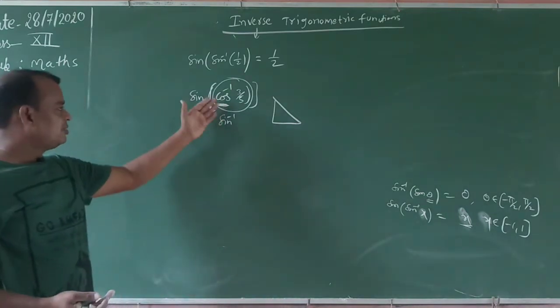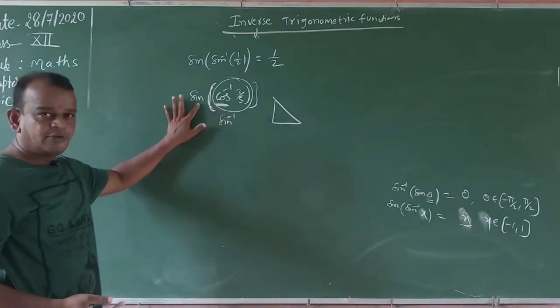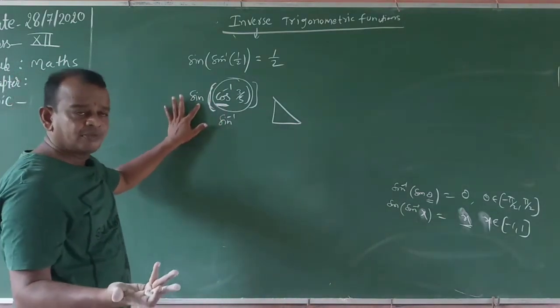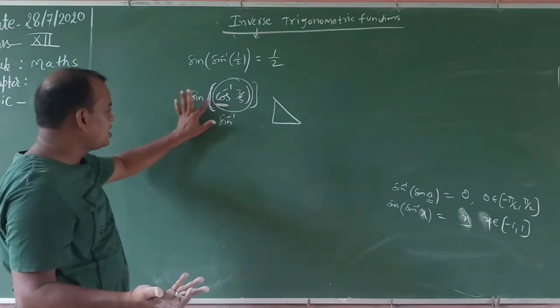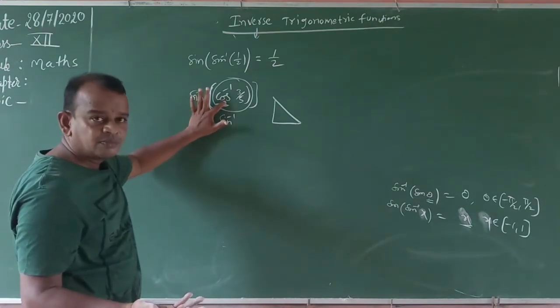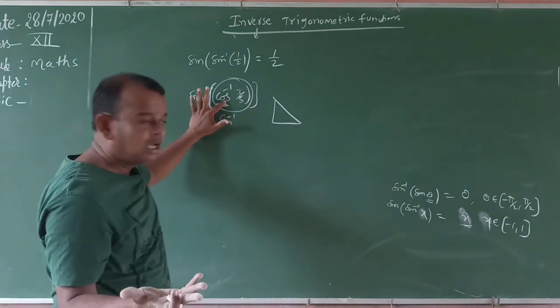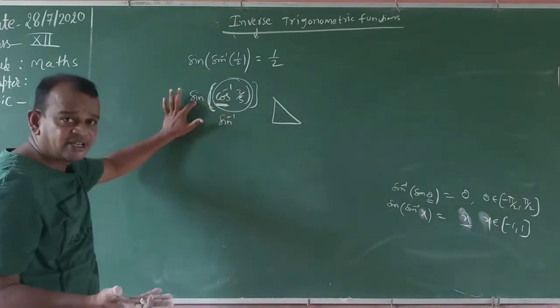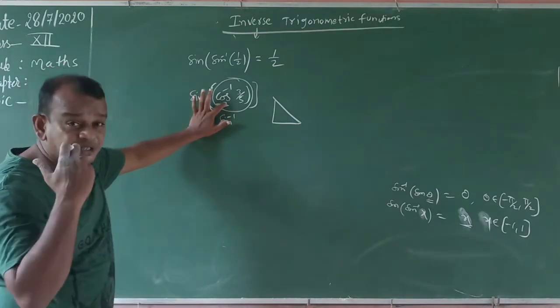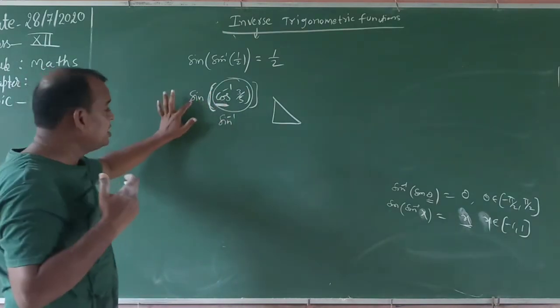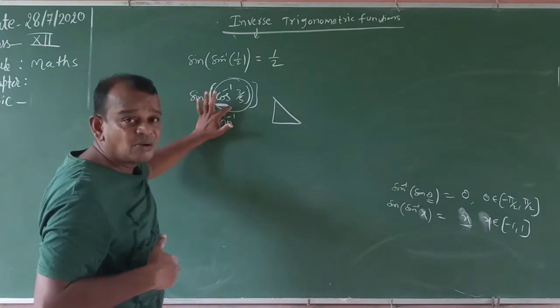Suppose here tan is there, and cos inverse is given. Now cos inverse will be changed into tan inverse. Suppose here secant is there, now it will be changed into secant inverse. Suppose here cosecant is there, you change it into cosecant inverse.